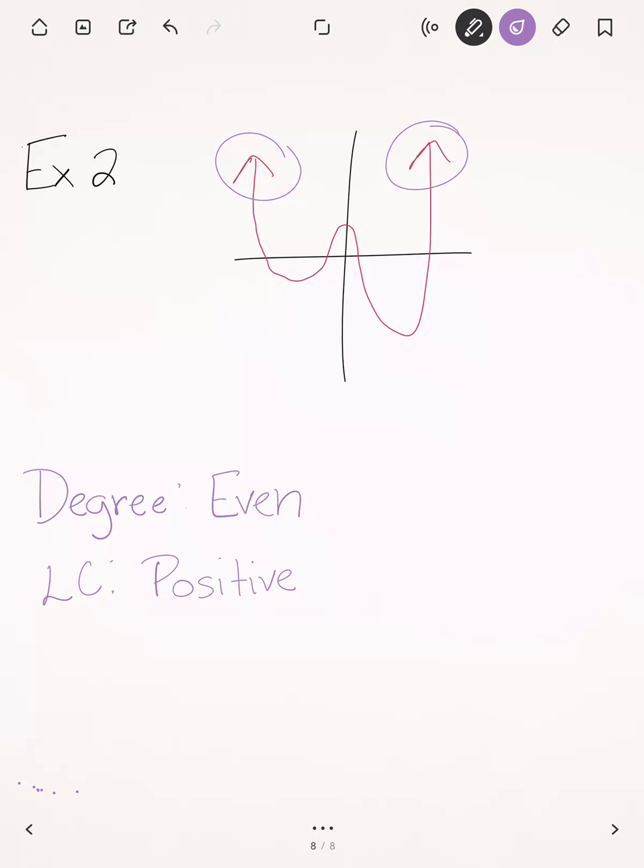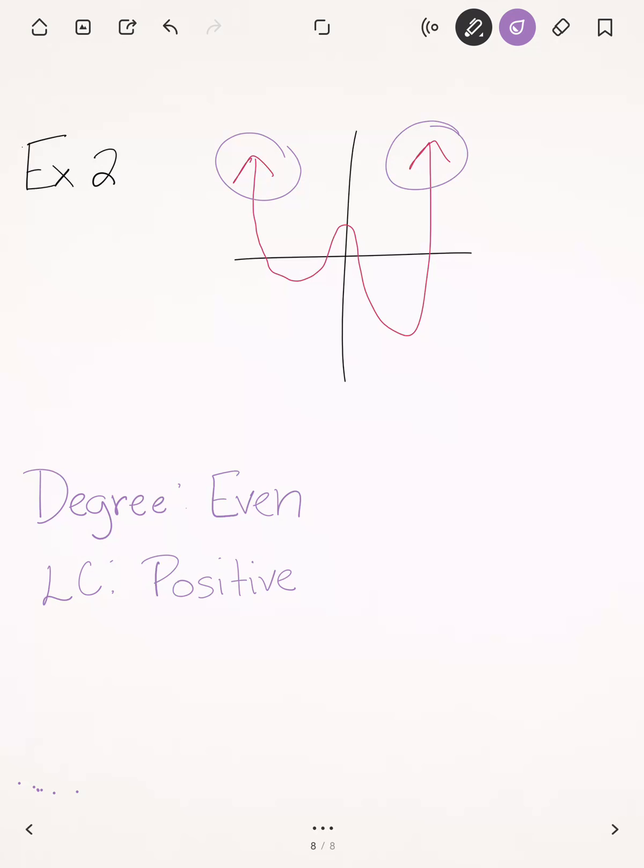Okay, and based on this, you should be able to just do a rough sketch. Again, we need to know odd degrees, different directions, even degrees the same. My leading coefficient is positive or negative. How does that affect the graph? And then again, we should be able to determine the degree based on how many turns it has.